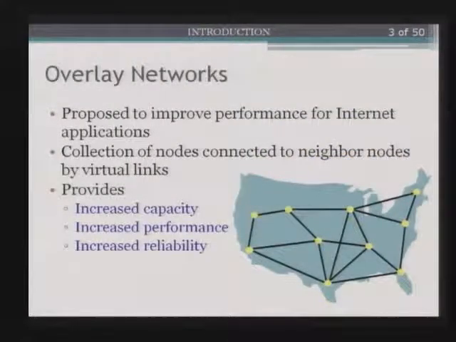In order to enable these applications, many peer-to-peer applications are built on top of overlay networks. Overlay networks have been proposed to improve the performance of these applications, as oftentimes the end-to-end paradigm that the internet has is not sufficient for providing the service guarantees that the applications need. In essence, an overlay network is just a collection of nodes connected by a set of virtual links, and these virtual links may consist of one or more actual hardware links.